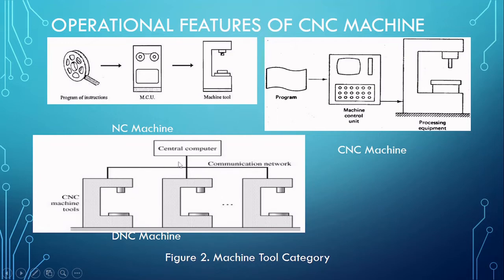So the DNC machine is where you have a network of CNC machines with a central computer, whereby they are connected via a communication network. So the operator can be with the central computer, and from there can determine and know the operations of the connected CNC machines on the network.